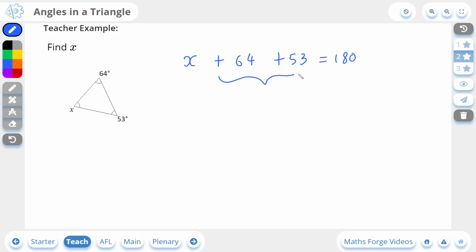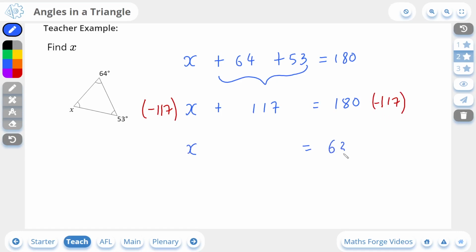Simplifying these 2 angles here, so positive 64 plus 53 is going to give us 117. And don't forget there's an x being added onto this. This is equal to 180 degrees. So now all we have to do is cancel out this plus 117 to find out the value of x. And we're going to do this by subtracting 117 from both sides of this equation. This gives us x is equal to 180 minus 117, which is 63 degrees. And if we check our answer, there it is.